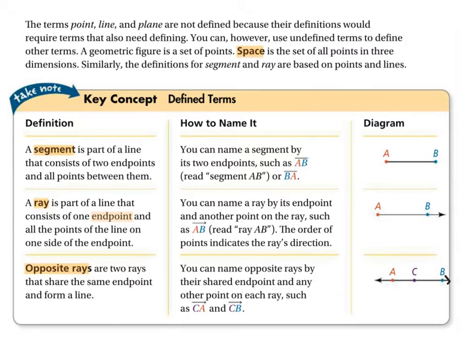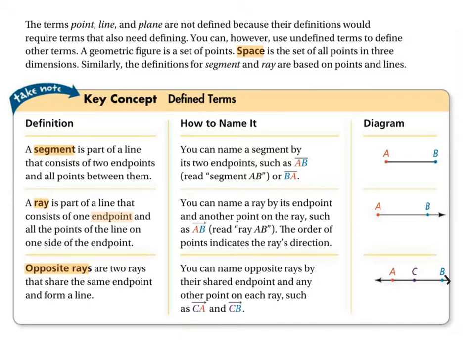So a geometric figure is a set of points. We will describe a circle, a sphere, a line, a segment, a ray, all in terms of points and sets of points, okay? And you'll come to understand that certain things like a circle are just an infinite series of points all equally distant from the same center, okay?